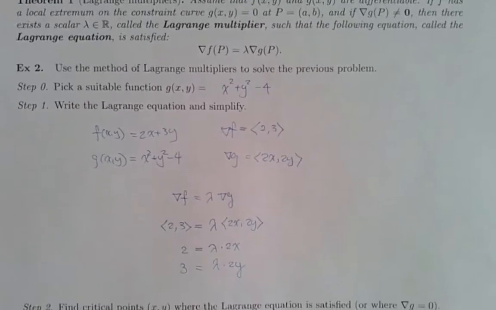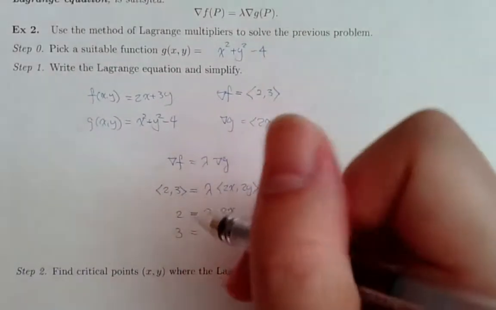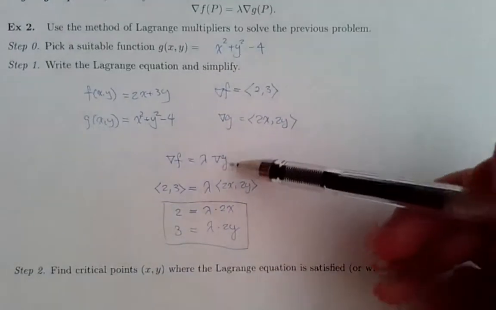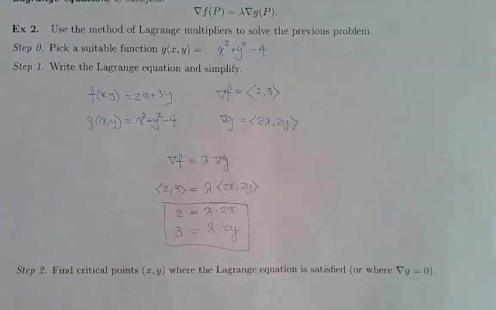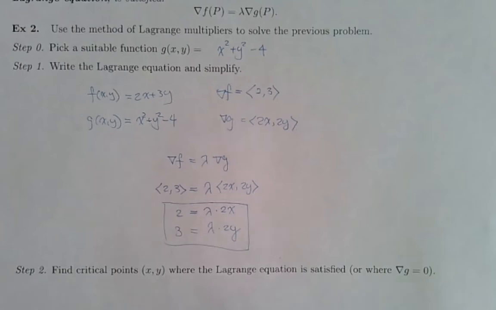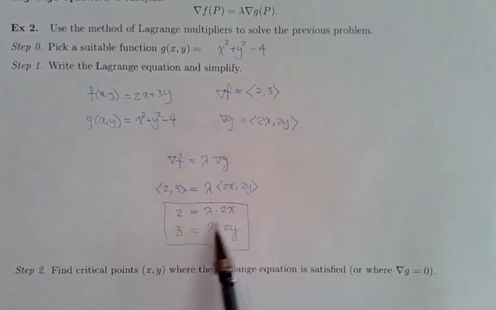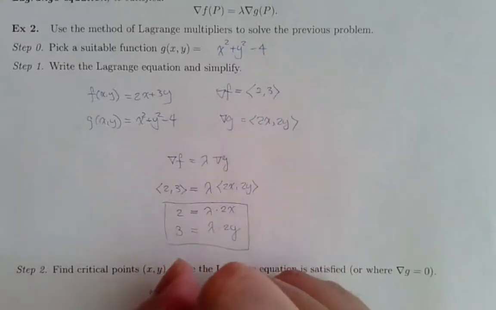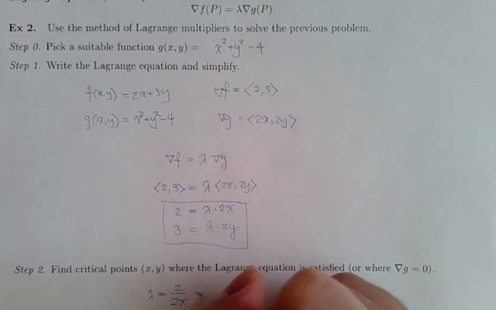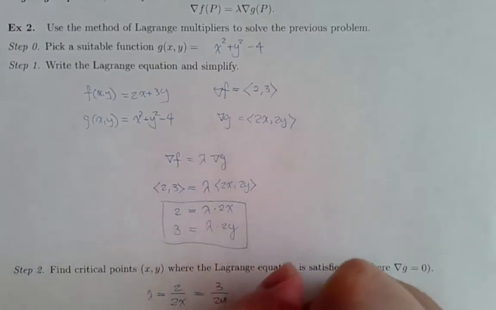So now, let's try to solve these equations. We've already rewritten them several times. This one to this one to this one. The last one I think is the most useful. So I could say that, let's see, let me write something first. Let me solve for lambda. Lambda equals 2 over 2x, and it's also equal to 3 over 2y.